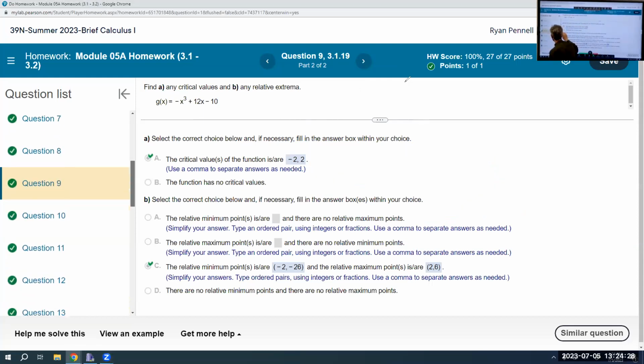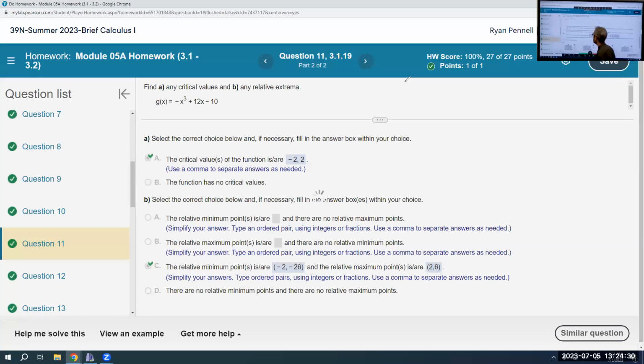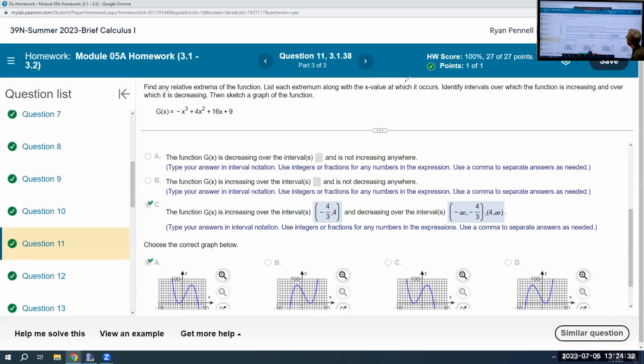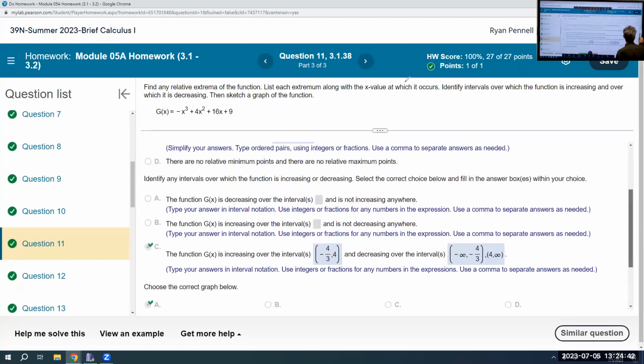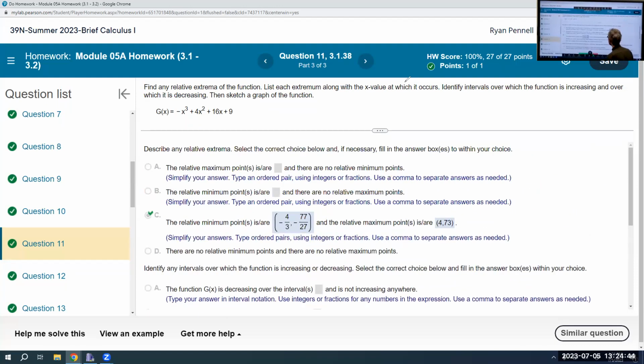Let's get to it now. The homework is very repetitive, but it's good. You do have to practice it. All right, in this one, and you'll see what I mean by all the parts. This is Problem 11. Find any relative extrema of the function. List each extrema along with the x values at which it occurs.